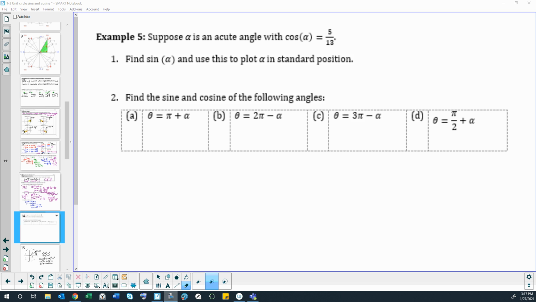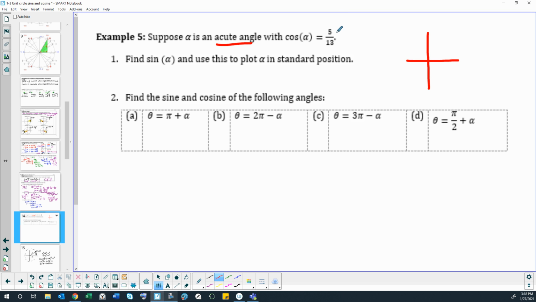Alright, example 5. This is section 1.3 from Math 1060 Trigonometry. This section is called the unit circle. Find the sine of alpha and use this to plot alpha in standard position. Okay, so it's an acute angle, so that would be in quadrant 1.